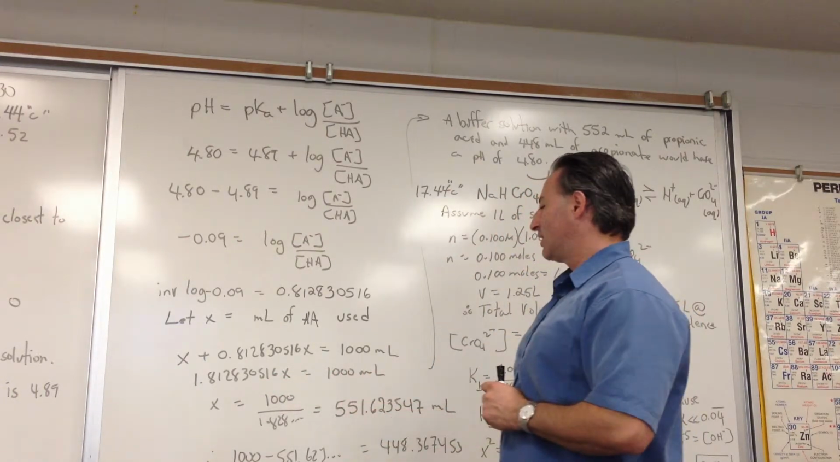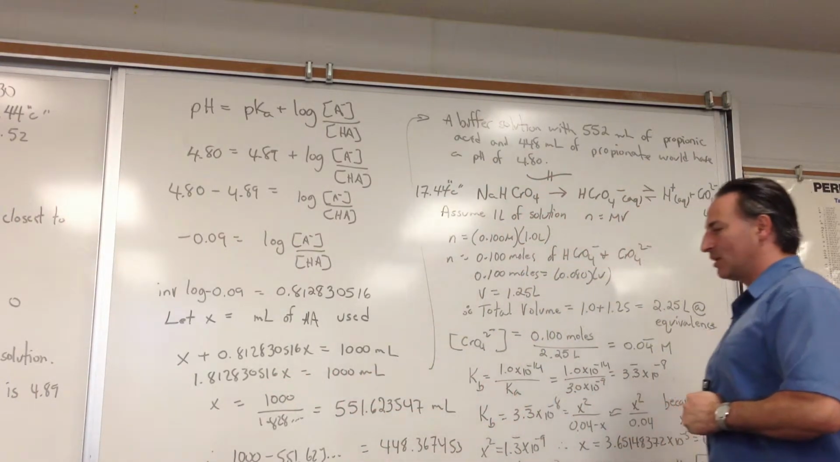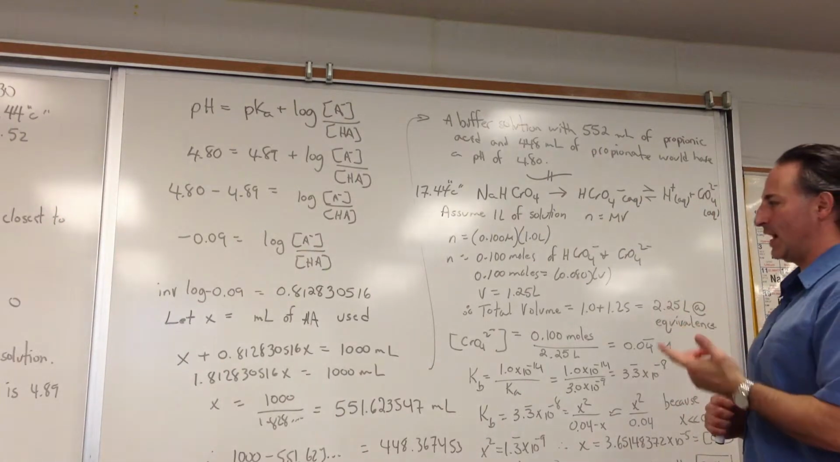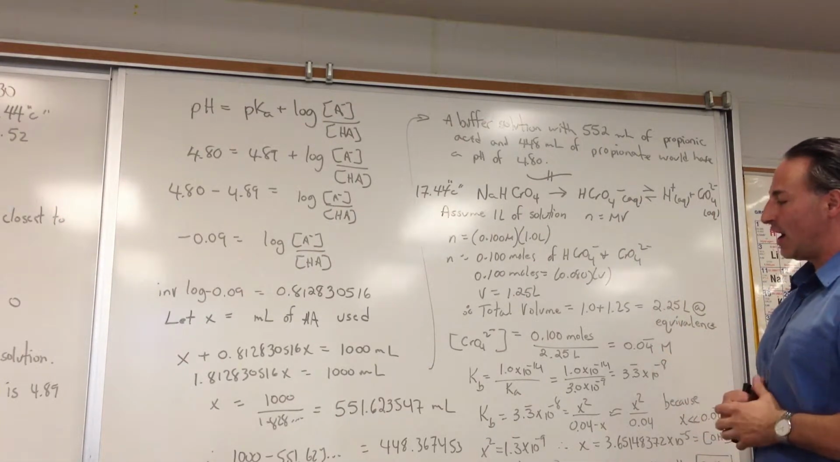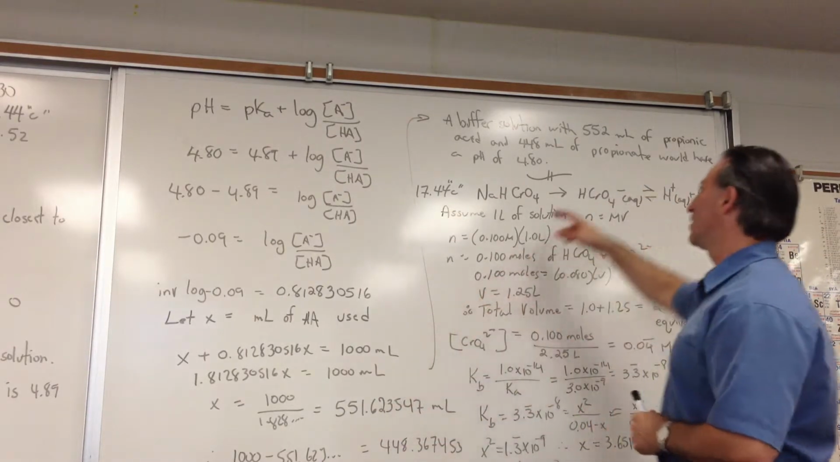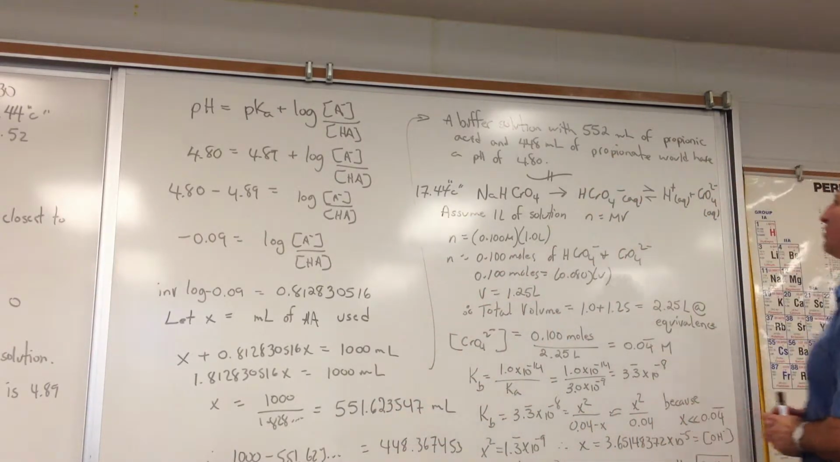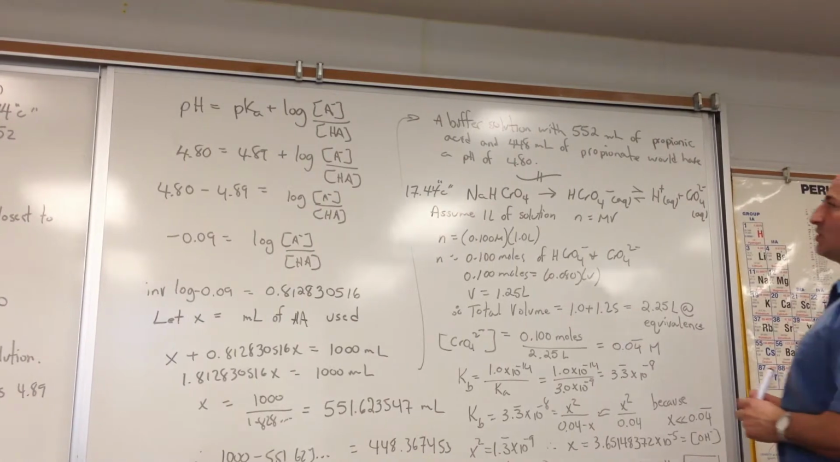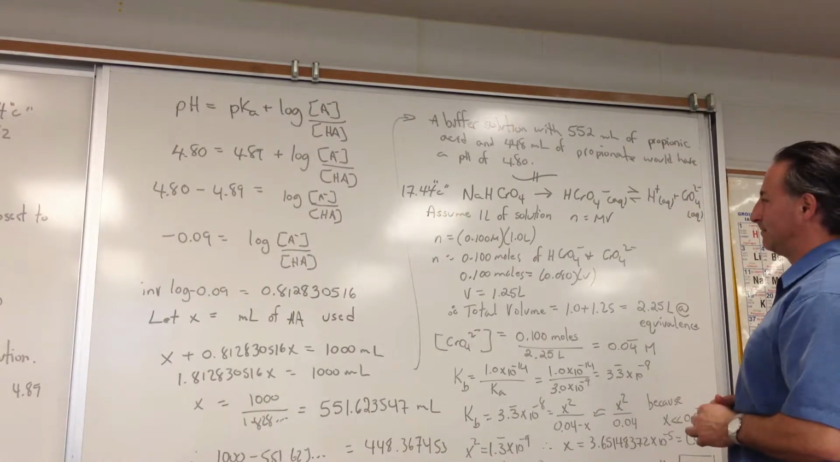We solve for X, we find out that 551 milliliters of the mixture is the propionic acid, which means the rest of it has to be the propionate. And that turns out to be 448. After sig figs, the final answer is a buffer solution with 552 milliliters of propionic acid and 448 milliliters of propionate would have a pH of 4.8.